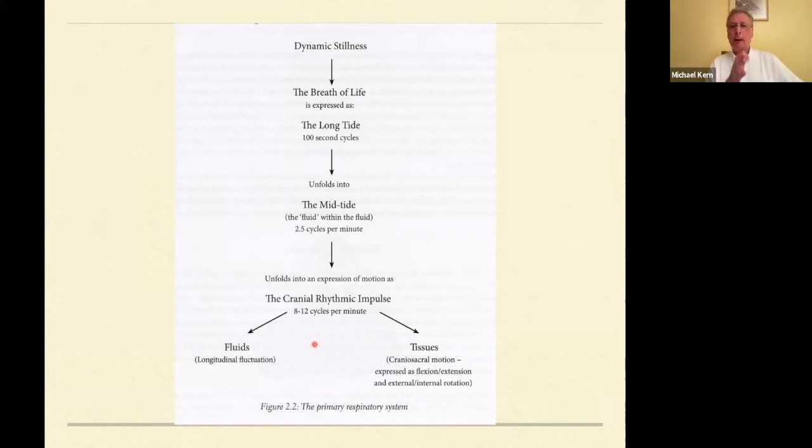Now, again, I'm going to come back to that and talk a little bit more about that later on this evening. But what I want to talk to you about now is that also, as Sutherland developed in the practice, he realized that there is not only one rhythm that is present. This is where he started. He started with the cranial rhythmic impulse, this 8 to 12 cycle a minute rhythm. And he started to work with this. He started to get some great results with his patients.